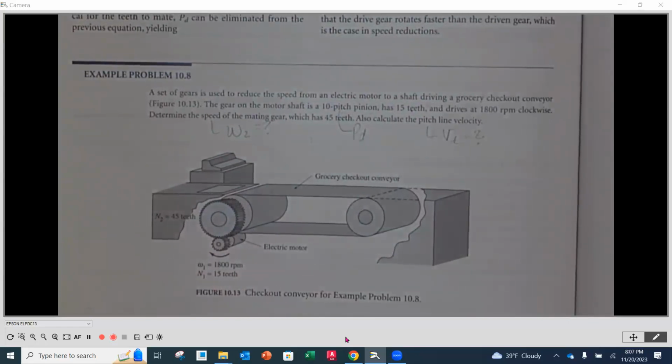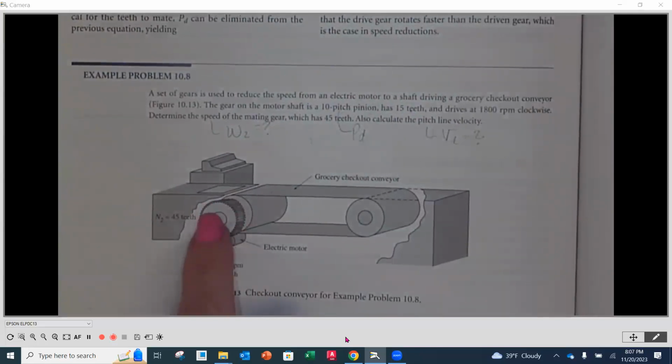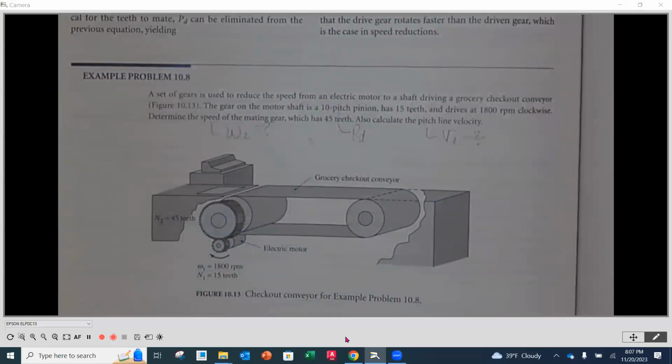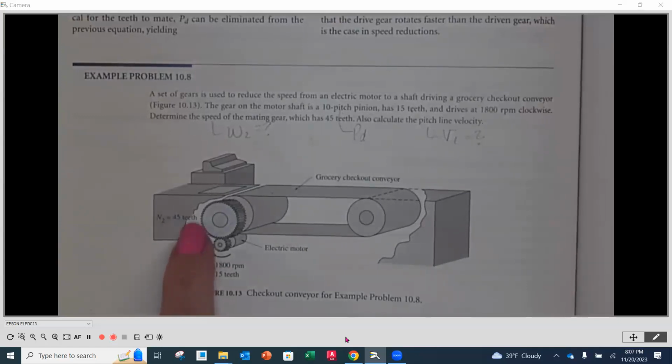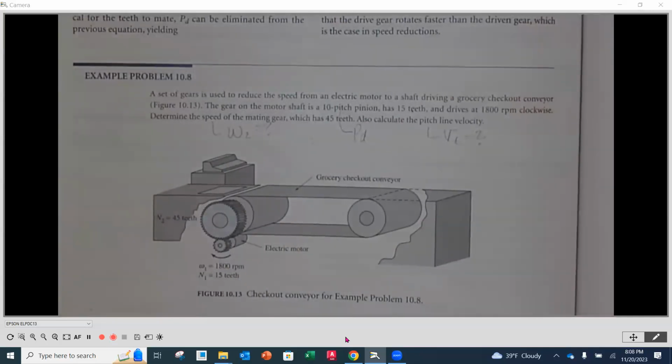They want us to determine the speed of the mating gear. The mating gear is right here. We want to know what W2 is. That's what we want to find. And it has 45 teeth, so N2 has 45 teeth. We need to determine W2, and then we also want to calculate the pitch line speed VT. All right.